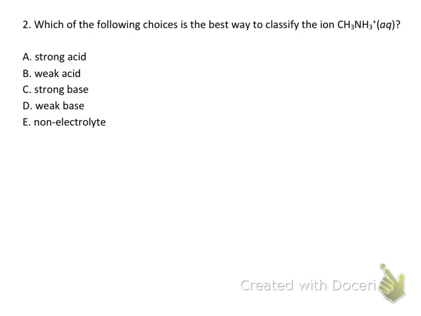Okay. This next question says, which of the following choices is the best way to classify the CH3NH3+ ion? And there's a few different ways you can think about this. Way number one, we're looking at something with a positive charge. In general, if chemical species have positive charges, they're going to be better at accepting electrons. So they're going to be better Lewis acids.